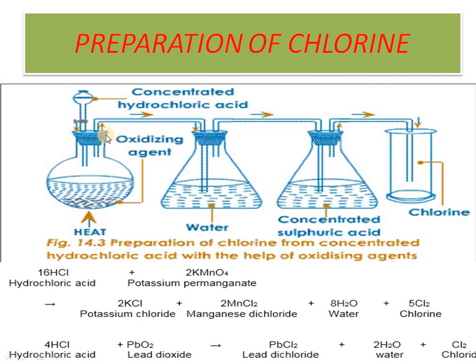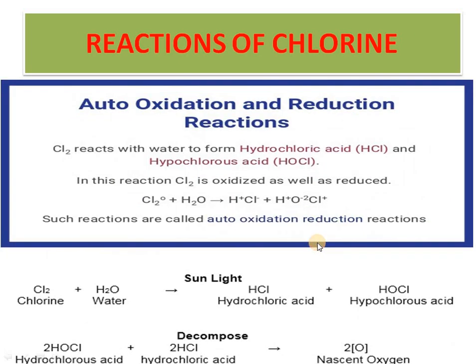Here water is there to absorb the impurities. The chlorine gas will be coming here. To make it dry, we are using concentrated sulfuric acid here, and it will be collected. It is heavier than air, so it will be collected by upward displacement of air. Now, some reactions of chlorine we would like to take up.